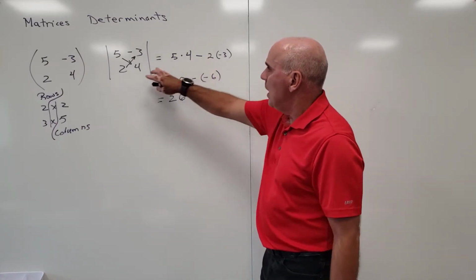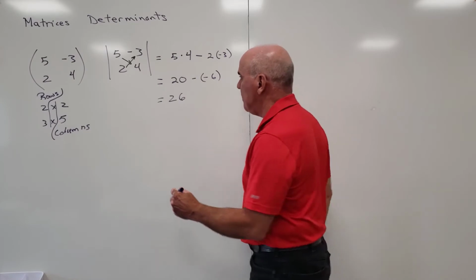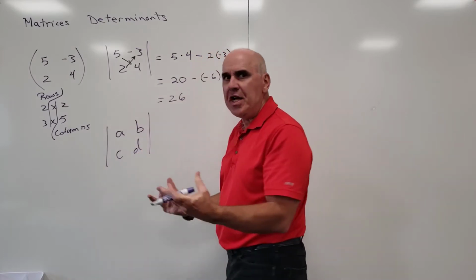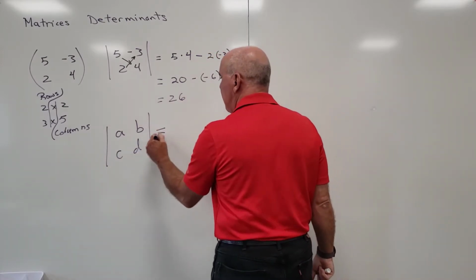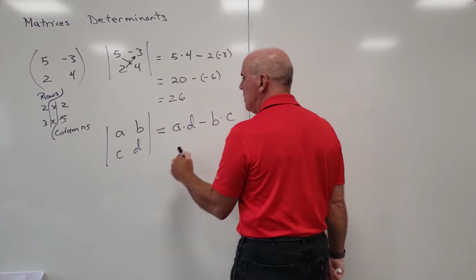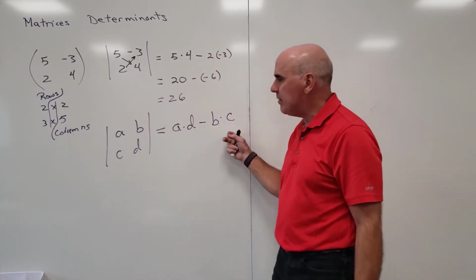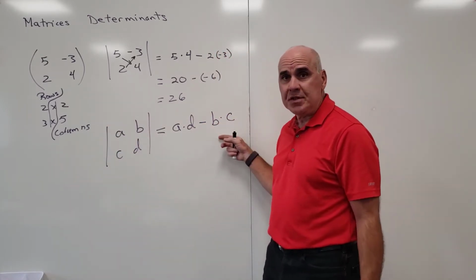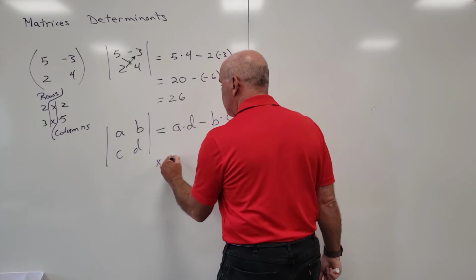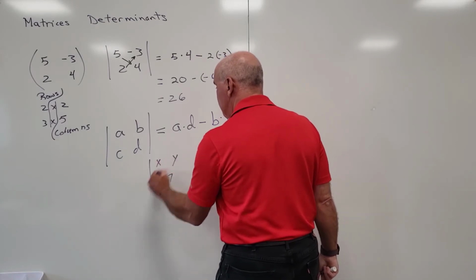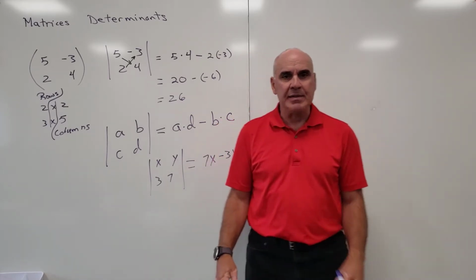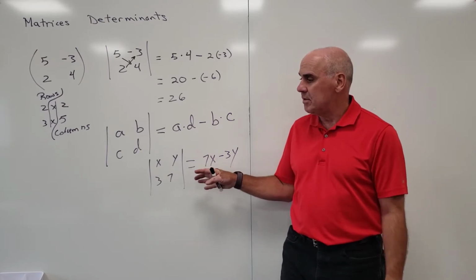Okay, so a 2 by 2 determinant evaluates very straightforward. So if I put in A, B, C, D as a generic determinant, this would evaluate to A times D minus B times C. Okay, C times B, B times C. Remember, it's commutative, right? So this is just going to be a number, assuming A, B, C, and D are numbers. If I had something like X, Y, 3, 7, this would evaluate to 7x minus 3y. Right? And that's how I would evaluate my determinant.